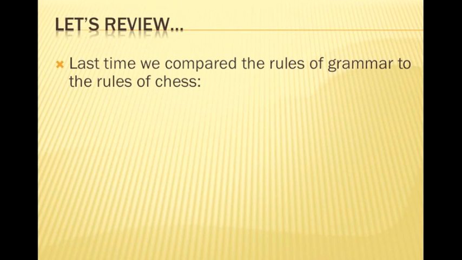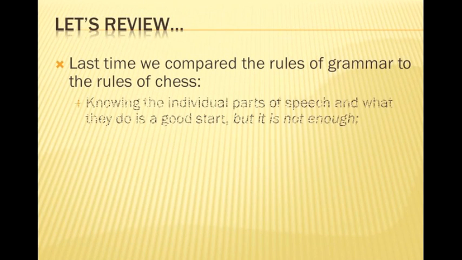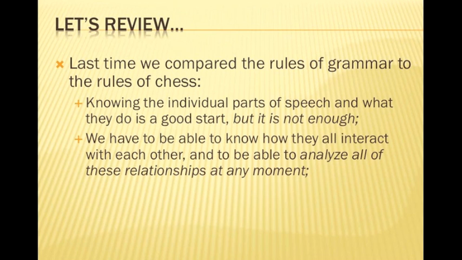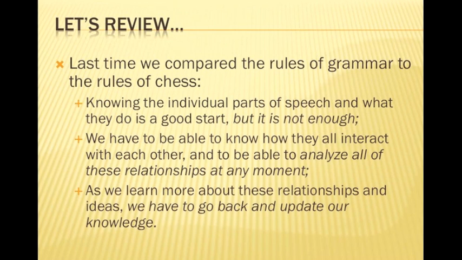Last time, we compared the rules of grammar to the rules of chess. We said that knowing the individual parts of speech and what they do is a good start, but it's not enough. We have to be able to know how they all interact with each other, and to be able to analyze all of these relationships at any moment. As we learn more about these relationships and ideas, we have to go back and update our knowledge.